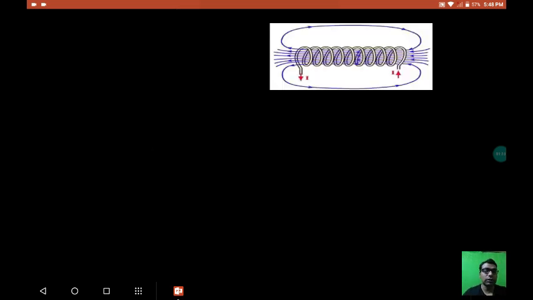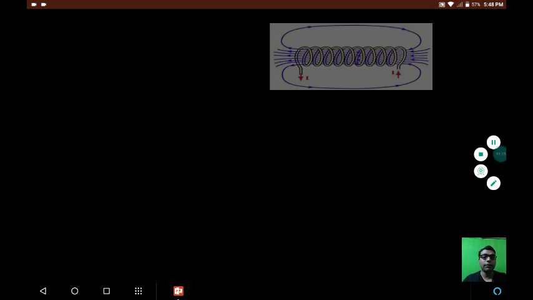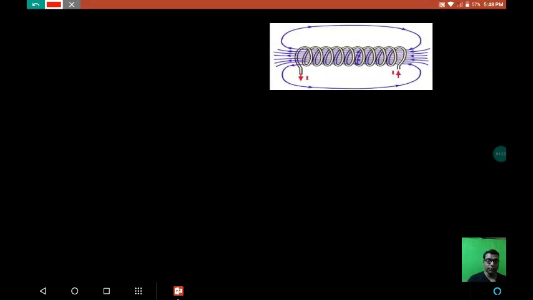Let us clear the problem. Say this is the solenoid, in which a current starts moving, and we have to put the ring over this. The ring is put over this with a radius double that of the solenoid. The radius of the solenoid is r, then the radius of the ring is 2r. Now the current starts moving in the solenoid.